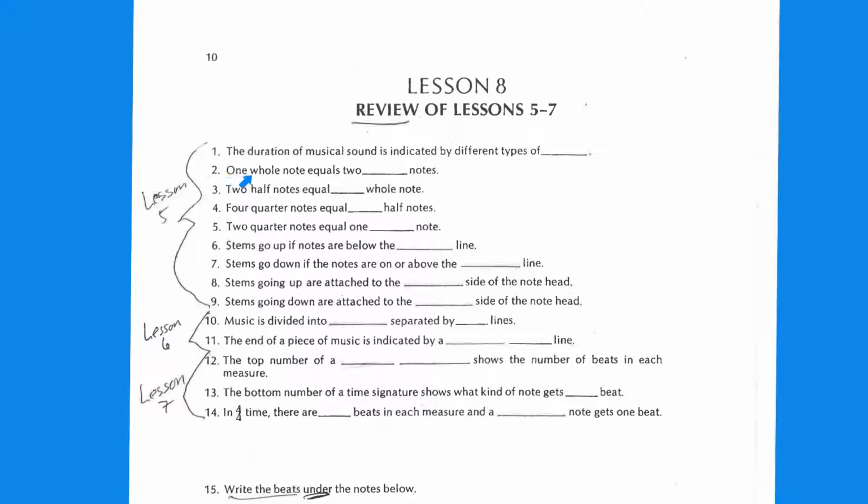One whole note equals 2 of these type of notes. That's number 2. All right. So one whole note. Now, if you take a whole note and you split it in 2, what do you get? Those are what the name of the note is. Number 3, 2 half notes equal how many whole notes? Now, if you think about it, number 3 kind of gives you the answer to number 2, doesn't it?